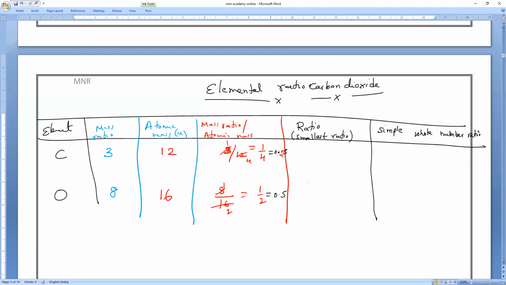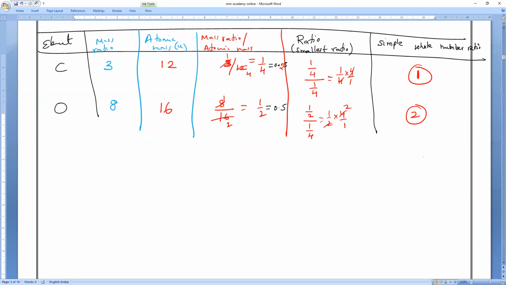Divide everything with the smallest number. So smallest ratio, what is that? 1 by 4 divided by 1 by 4 is equal to 1 by 4 into 4 by 1, which is equal to what? All of you. 1. Next here, 1 by 2 divided by 1 by 4 is equal to 1 by 2 into 4 by 1. So 2 ones are 2, twos are. What is that, everybody? 2.